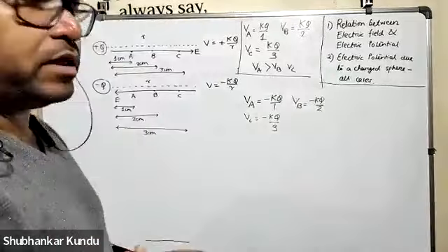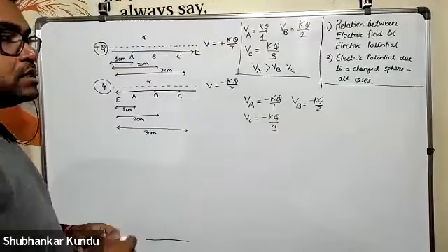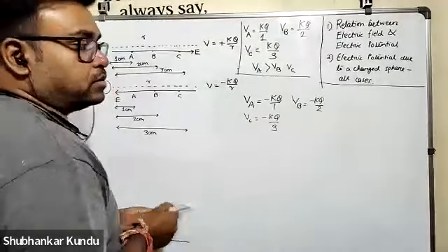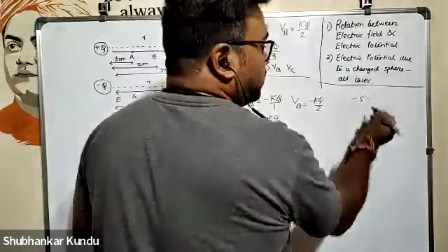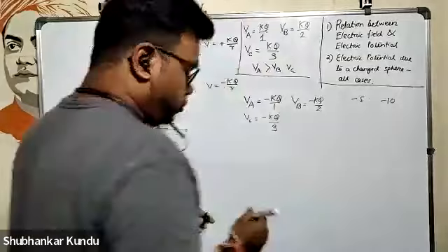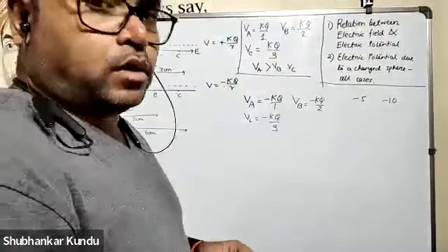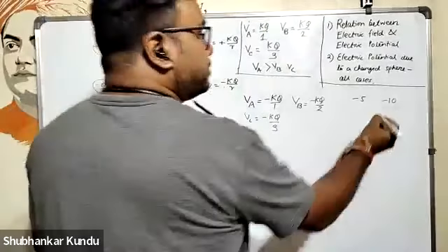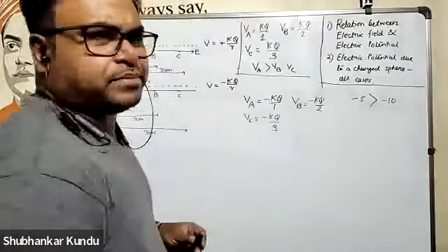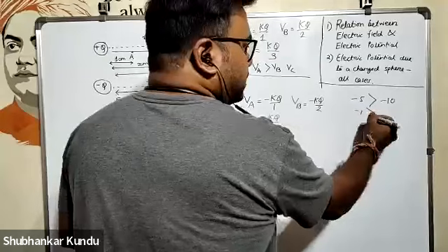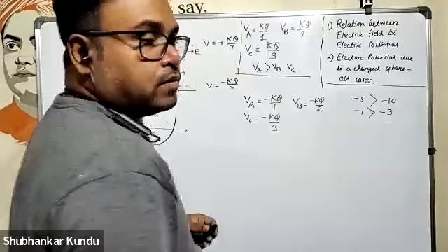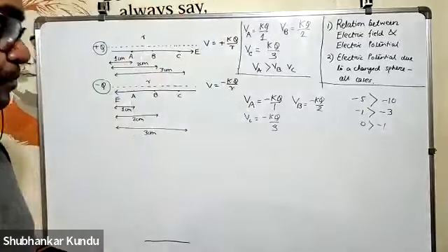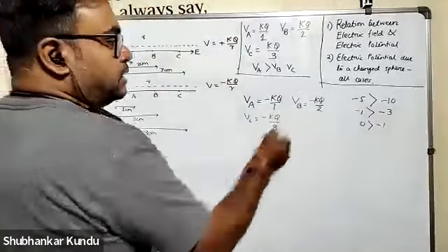Now say me here, who is greater, who is less? Tell me one thing, who is greater, -5 or -10? Who is big and who is small? Obviously -5 is bigger than -10. Right? -1 is greater than -3, 0 greater than -1, right? So tell me one thing, in these 3 cases, who will be the greater?